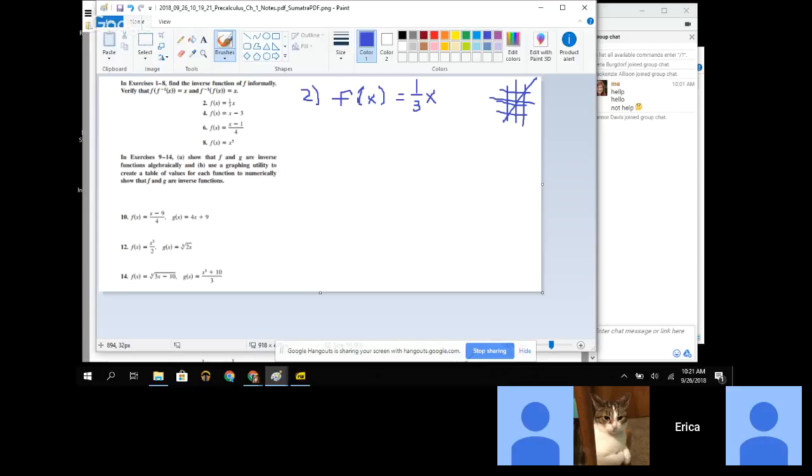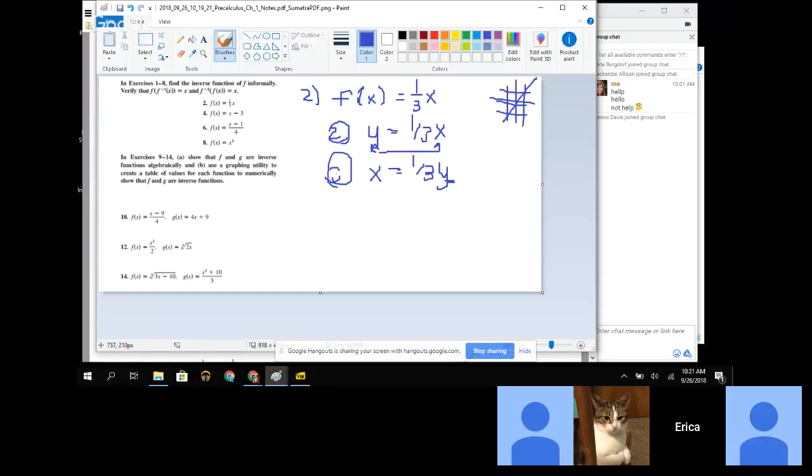For step 2, for the equation f of x, you replace f of x by y. So y equals 1/3 x. That's the first step. Now you're going to switch x and y, so x equals 1/3 y. That's step 3, and in the box above it, you're going to solve for y.